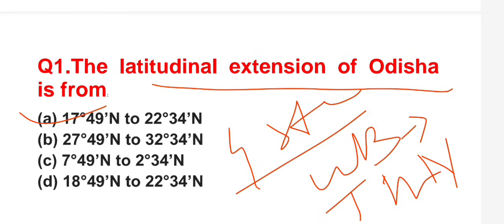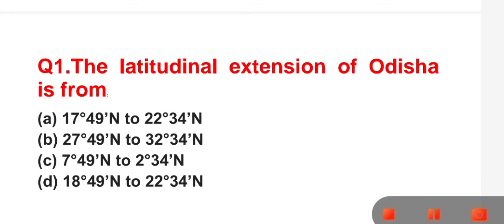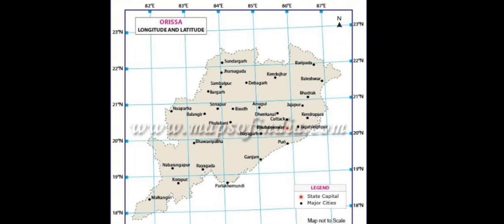If we talk about the longitudinal extent, that lies from 81 degree 27 minute east towards 87 degree 29 minute east. So look at the latitudinal extent of Odisha. That lies from 17 degree 49 minute towards 22 degree 34 minute. Look at this picture, you will get an idea. One question I want to ask you, can you tell me at which latitude Bhubaneswar is situated? I am waiting for your reply. Just give the answer in the comment box.